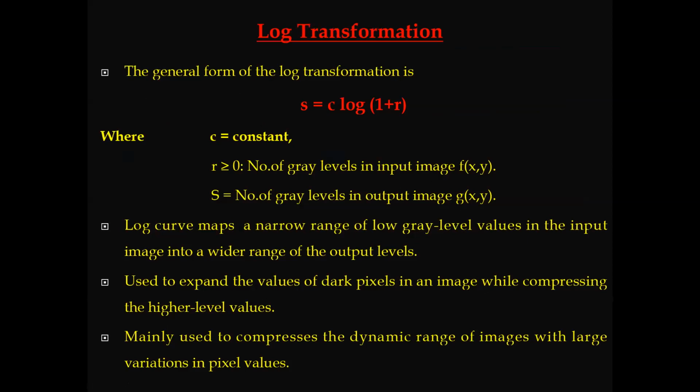Log transformation curves map a narrow range of low gray level values in an input image into a wide range of output gray levels. It is used to expand the values of dark pixels in an image while compressing the higher level values, mainly for compressing the dynamic range of an image with larger variations in the pixel values.